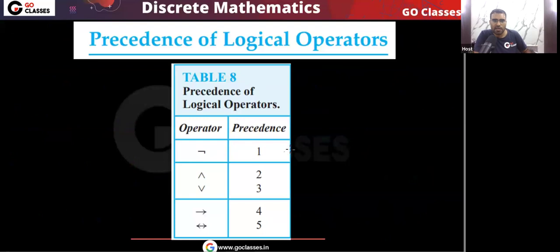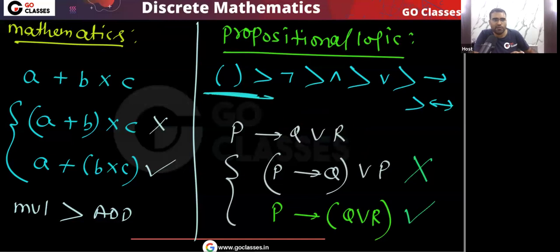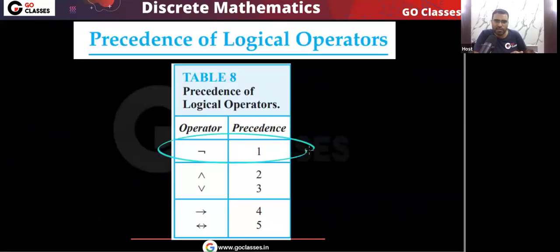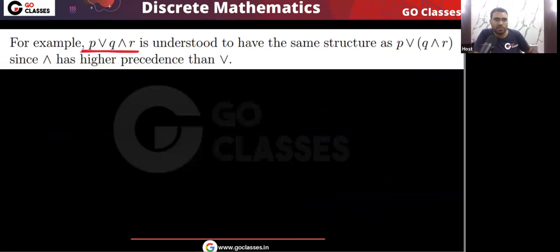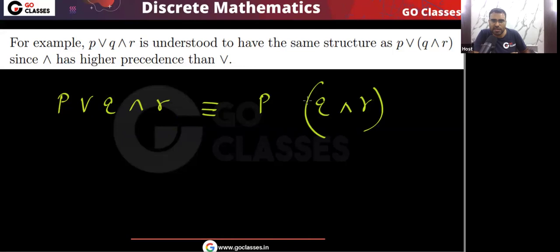You can easily see here that, remember, bracket always has the highest priority. After that, negation, conjunction, disjunction, implication, biimplication. This is the priority order. For example, if you have P or Q and R, what does this mean? This actually means first you will do conjunction, because conjunction has more priority than or. So first you will do Q and R. Okay, very simple. So this is the idea.